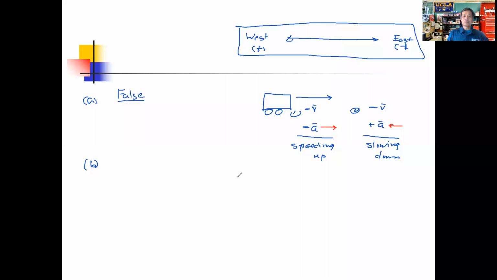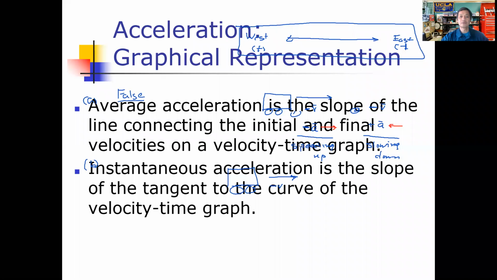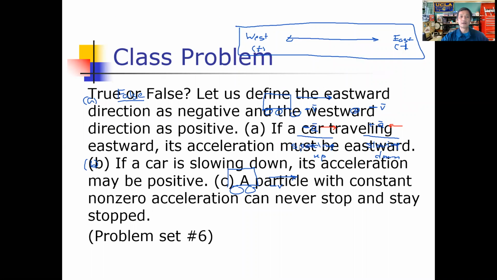Okay. If the car is slowing down. Okay, so again, we have an object that is moving in the negative direction still. So we have that situation. The acceleration has to be positive. So let's go ahead, and I think that's what the statement tells us. And I'm going to finish this up for you. If the car is slowing down, its acceleration may be positive.